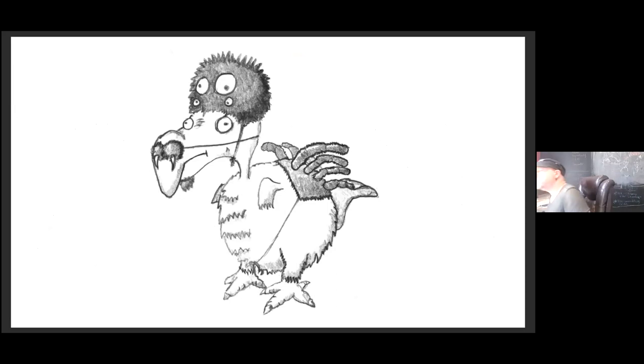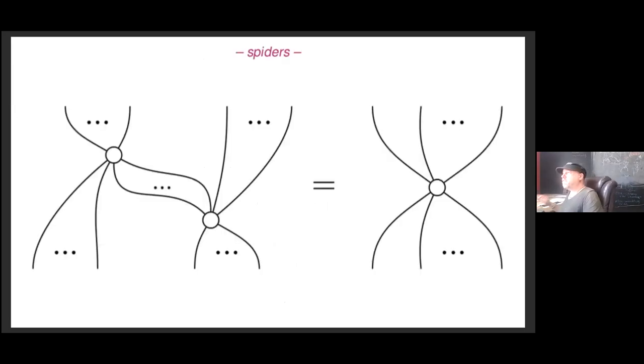Now, why is this connected to the theorem? Basically, the theorem says everything that behaves like a spider is a spider, and not some dodo dressed as a spider. That's kind of the idea of the dodo dressed as a spider. Everything that behaves as a spider is a spider.